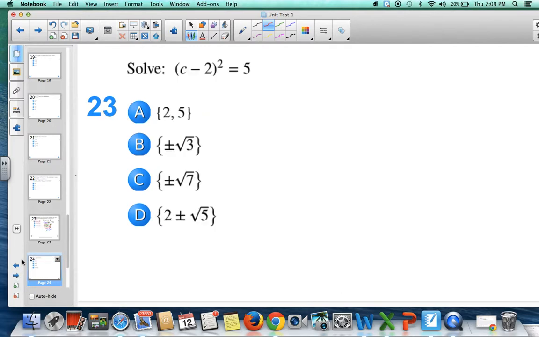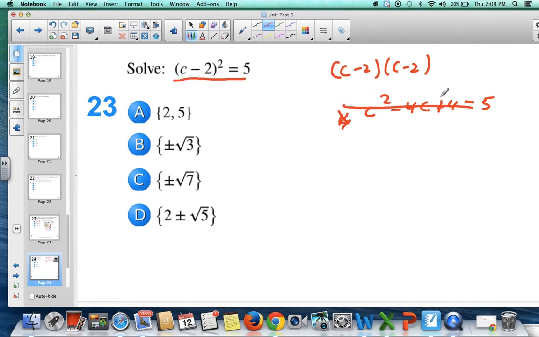Okay, next problem. Solve this. Now, some people start to do a whole bunch of stuff. Whenever we see this, we start to try to FOIL, and we say c minus 2 times c minus 2, and we go through a whole rigmarole, and we get c squared minus 4c plus 4 equals 5. We say, well, now what are we supposed to do? And it doesn't work that way. So this doesn't give us any answers because it doesn't help us. We're already in position to do the next step.